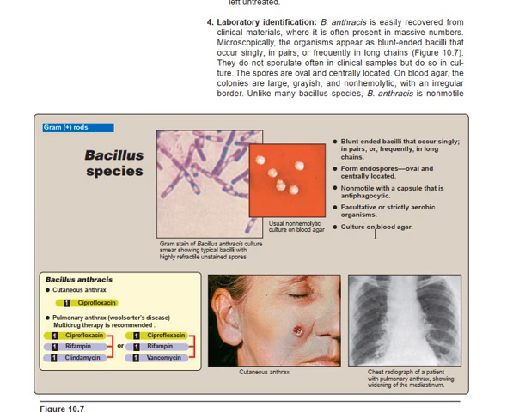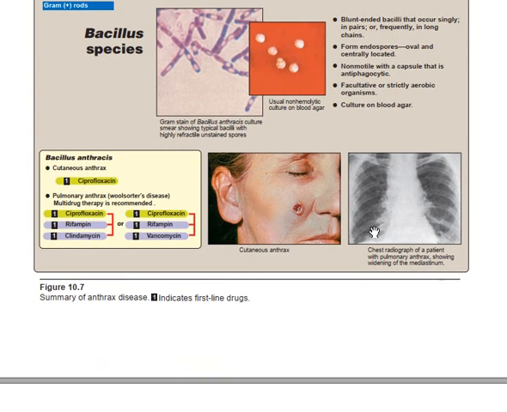And culture on blood agar. Blood agar is one of the agars which is best for the culture of microorganisms. So this is an example of cutaneous anthrax, and this is an example of a chest X-ray of a patient who has pulmonary anthrax, showing widening of the mediastinum.